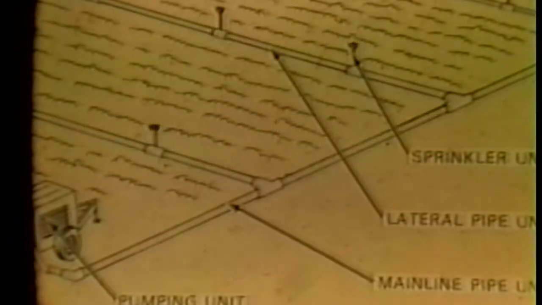After the farmer carefully considers the different methods of applying water, and if the farmer decides upon the sprinkler method of irrigation, the next step is to select a specific type of sprinkler system. No matter which sprinkler system you select, it will consist of 4 basic units. They are the pumping unit, the mainline pipe unit, the lateral pipe unit, and the sprinkler unit.